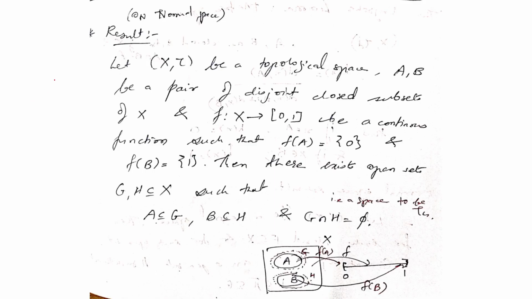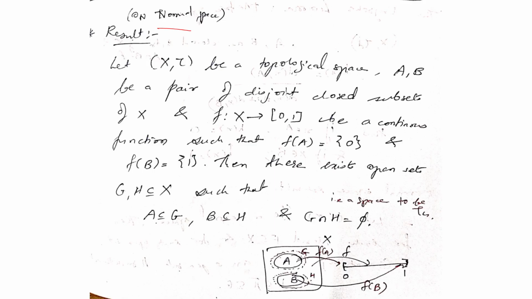Okay, so first of all, there is a result on normal space. Let (X, tau) be a topological space and A, B be a pair of disjoint closed subsets of X, and f is a continuous function from X to the closed interval [0, 1] such that f(A) is equal to singleton 0 and f(B) is equal to singleton 1. Then there exist open sets G, H subset of X such that A is a subset of G and B is a subset of H, and G intersection H will be empty. That is, both of those open sets will be disjoint.